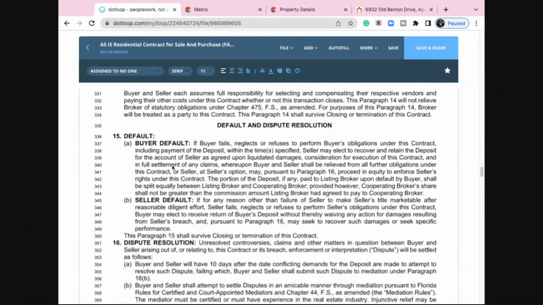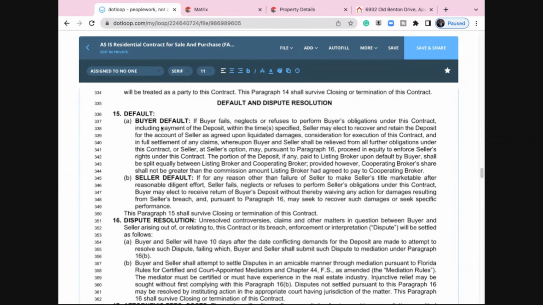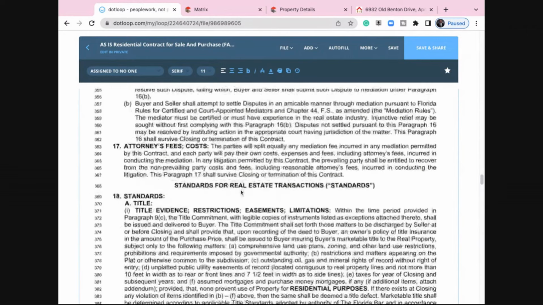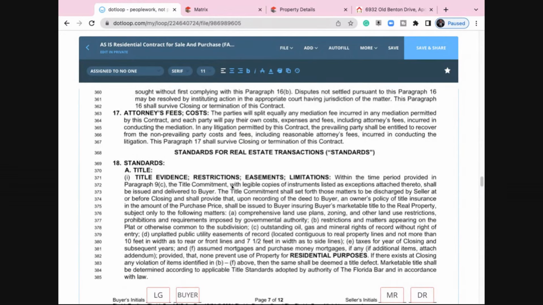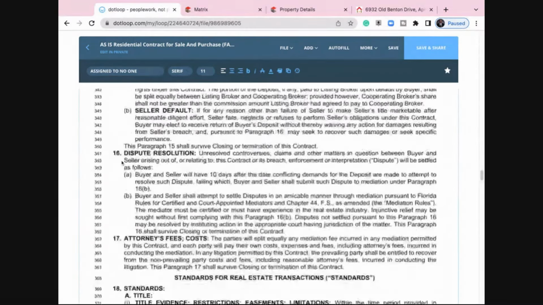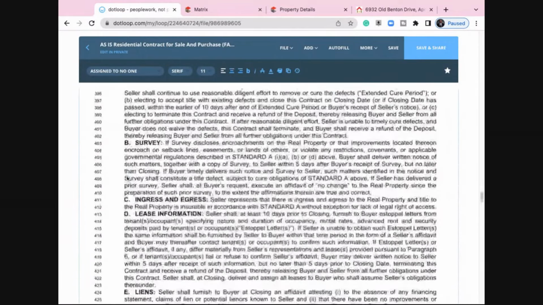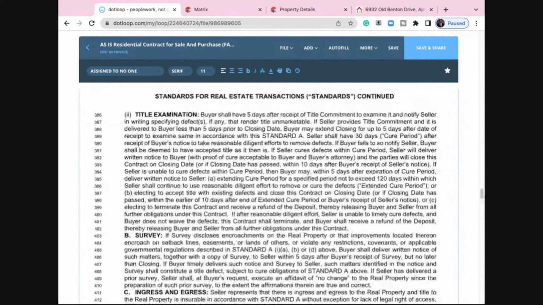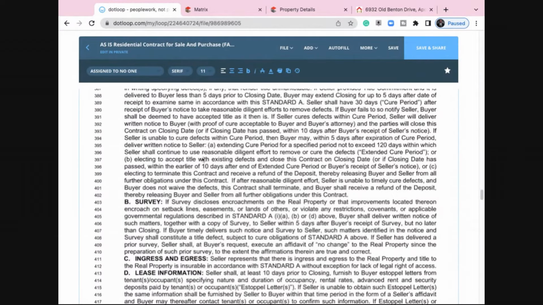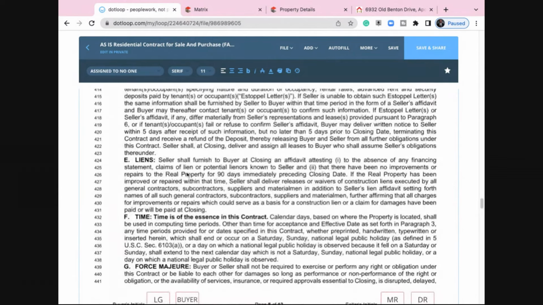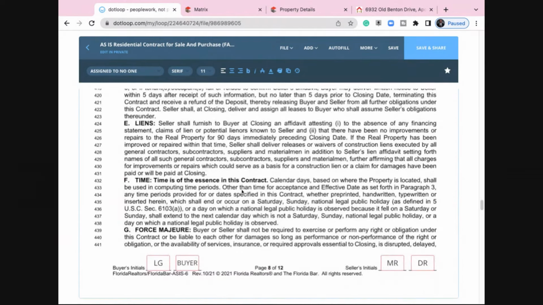The default and dispute section: sometimes a dispute comes up, and this covers the dispute resolution, attorney fees, and so on. Again, this is standard within this contract. You notice there are no asterisks by the line numbers, so there are no changes you can make. It basically is what it is, and you are responsible to read it and know what it is. Title, survey, any ingress or egress, lease information, liens. Again, you want to know this.